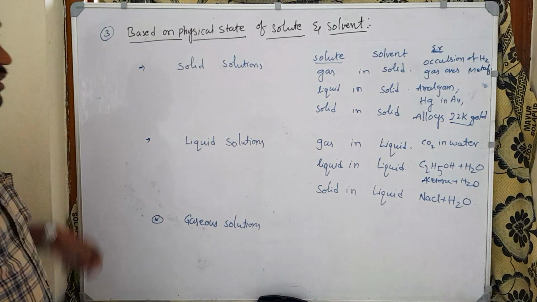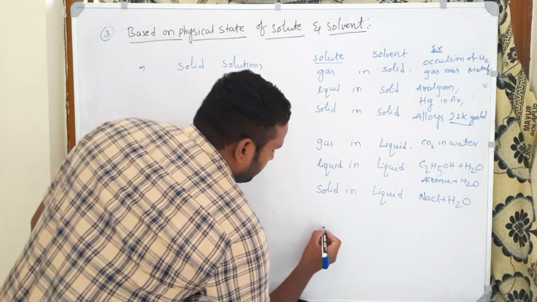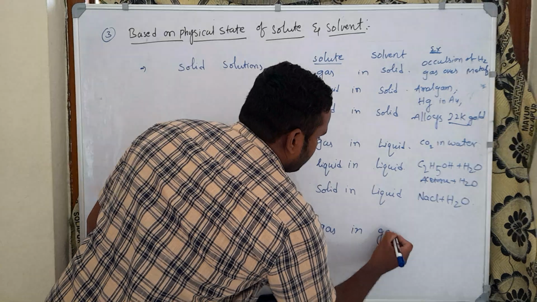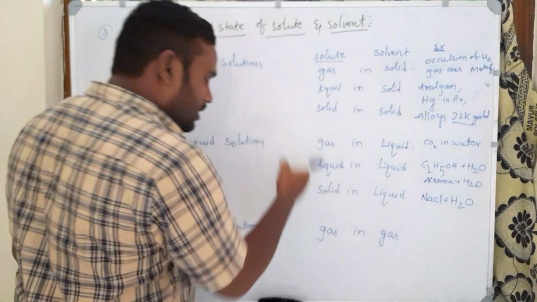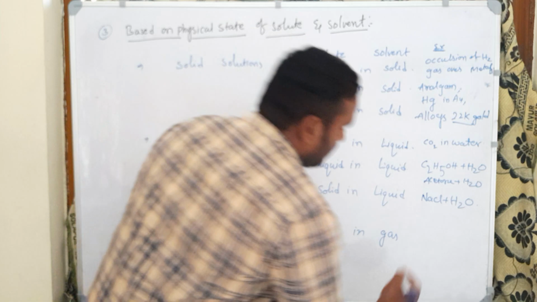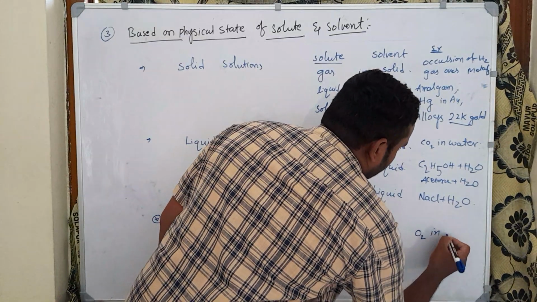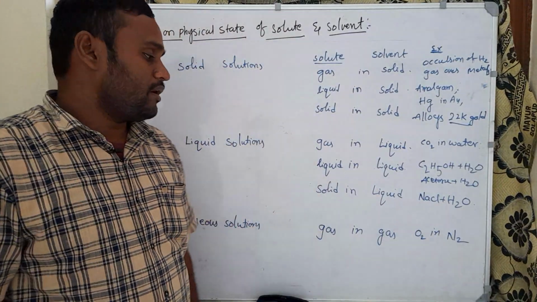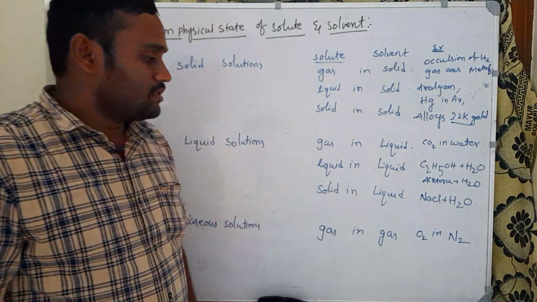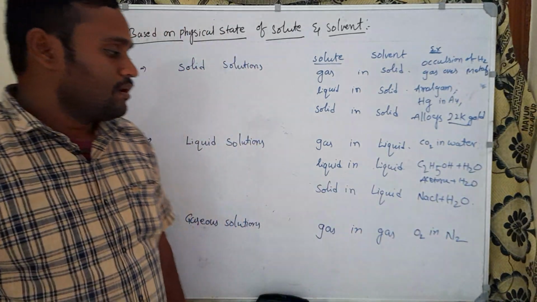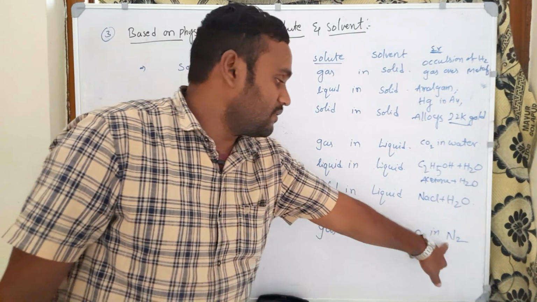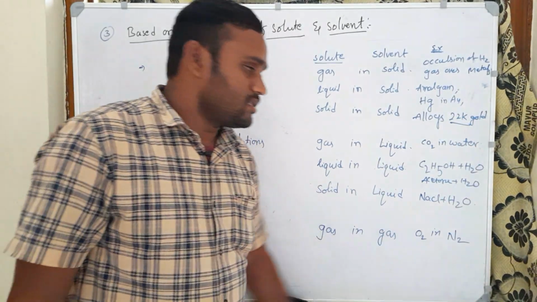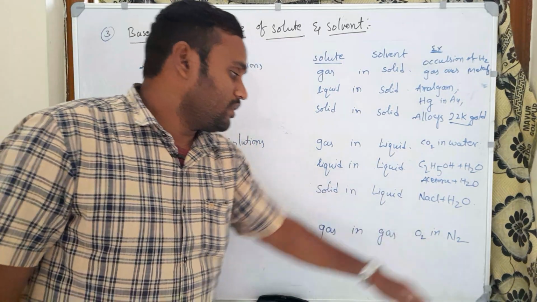solutions are also present in the gaseous state only. So here also there are three types. First, gas in gas. Gas in gas means the solute is also gas and the solvent is also gas. For example, O2 in N2, oxygen present in the air. In the atmosphere, we already know about 78% is nitrogen and about 21% is oxygen. So gas in gas, one example is air, that is O2 in N2.